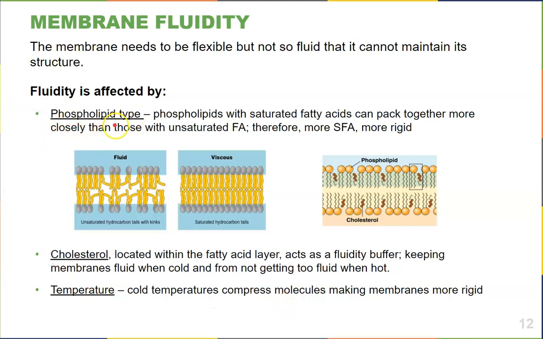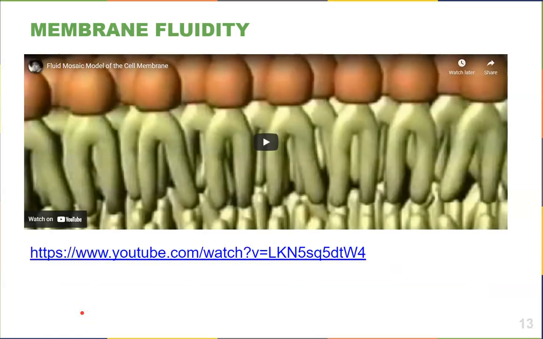So phospholipid type, fatty acid tail type, cholesterol presence, and then temperature are three things that will change the fluidity of the membrane. Now there's a really nice recap video that you can watch here.